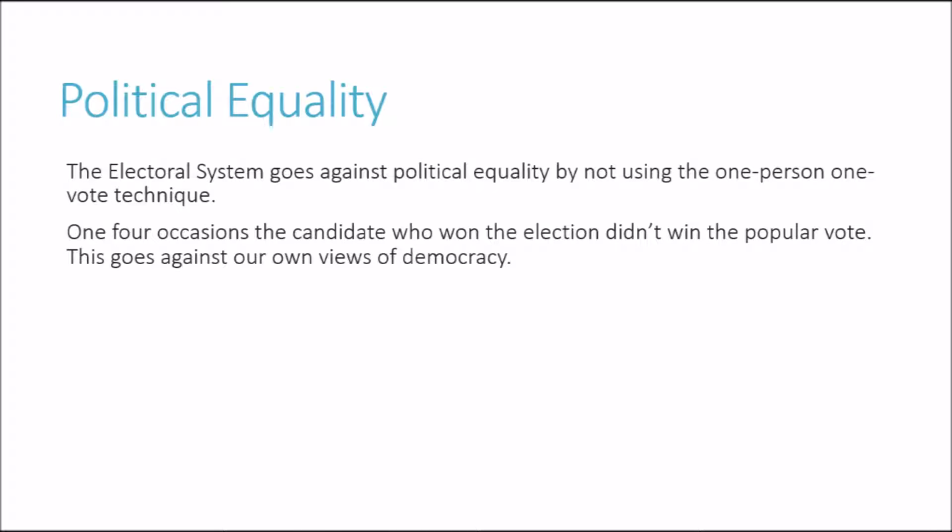The electoral system goes against political equality by not using the one person, one vote technique. On 4 occasions, the candidate who won the election didn't win the popular vote. This goes against our own views of democracy. George Edwards, a leading scholar in political science, said the United States is the only country that elects a politically powerful president via an electoral college and the only one in which a candidate can become president without having obtained the highest number of votes in the sole or final round of popular voting.